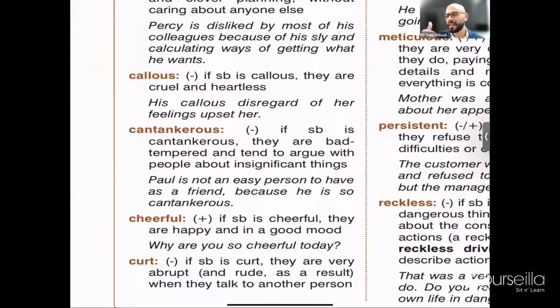مخك أول مرة يشوفها. فاكر لما قلت لك في reading مخك لما يتعود على كلمة كتير هيقراها أسرع. Cantankerous. What does it mean? If somebody is cantankerous, they are bad-tempered. على طول دايما كده غاضب. عندك واحد صاحبك في الشله كده اوعى تخرج معاه. تمام. Paul is not an easy person to have as a friend because he is so cantankerous. محدش بيطيعه عشان هو على طول شايط وبيخبط aggressive. Gets angry quickly. Yes, thank you, Timon Yusuf.